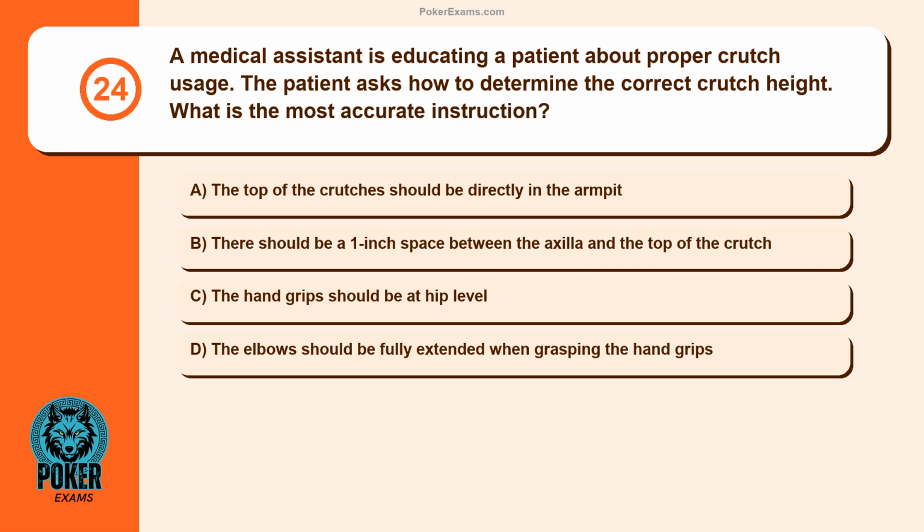Question 24. A medical assistant is educating a patient about proper crutch usage. The patient asks how to determine the correct crutch height. What is the most accurate instruction? The top of the crutches should be directly in the armpit. There should be a 1-inch space between the axilla and the top of the crutch. The hand grips should be at hip level. The elbows should be fully extended when grasping the hand grips.